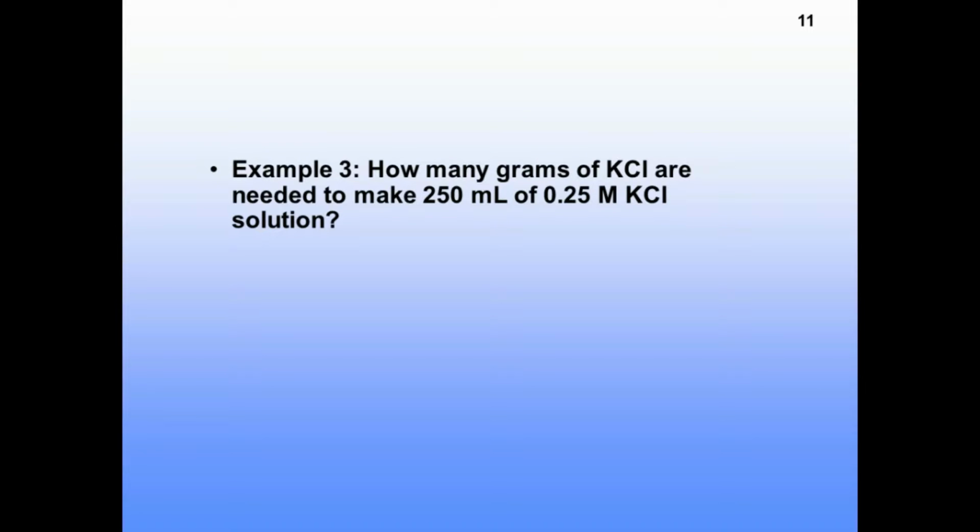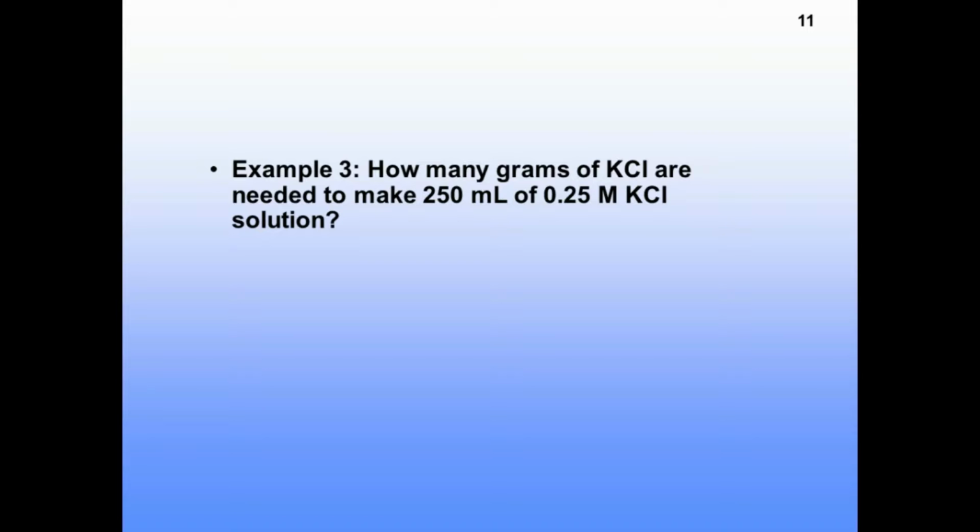So number 3, how many grams of KCl are needed to make 250 milliliters of a 0.25 molar solution of KCl? Okay, you need to be able to read and know what they give you, all right? So right off the bat, you know they give you this, which is what? That is a volume. Then they give you this. What is that? Molarity. You need to find this. However, they say they want it in grams. You can't go straight to grams. You got to go through moles.